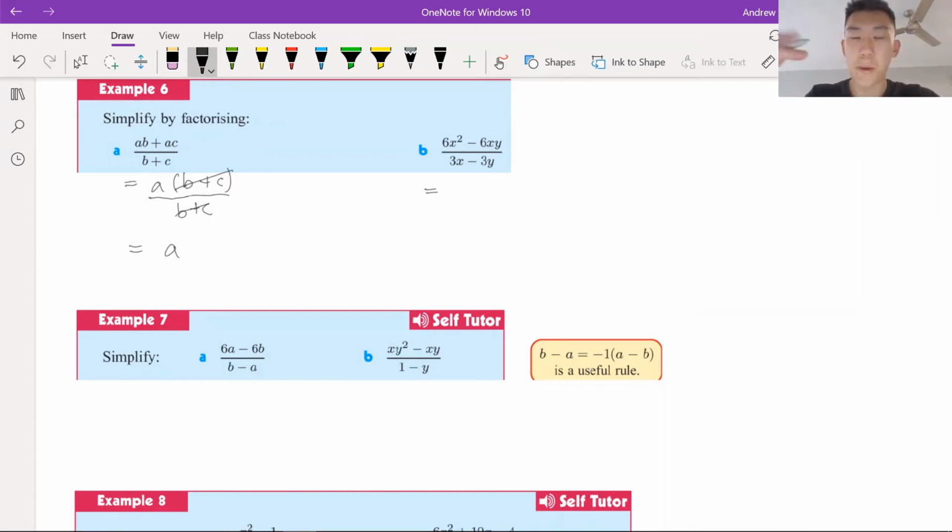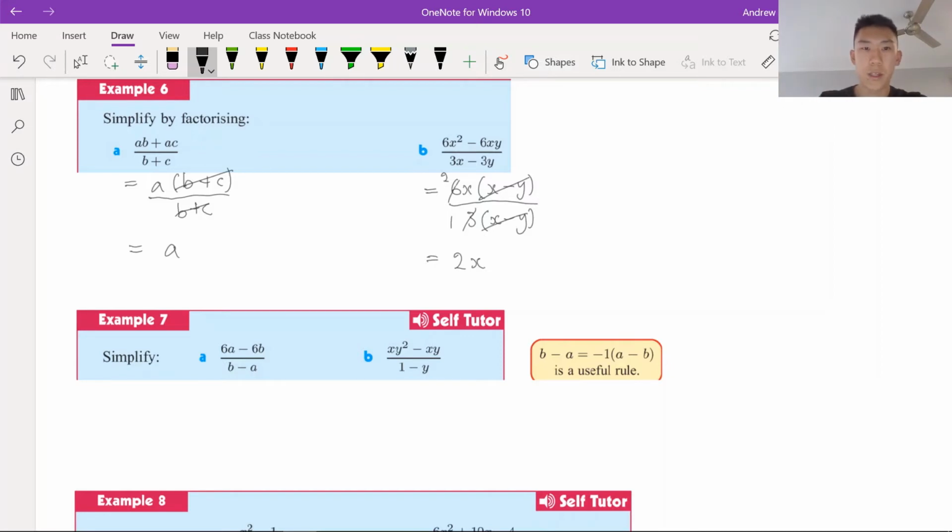Okay, factorize both numerator and denominator by looking for common factors. Highest common factor in the numerator is 6x, so we get x minus y. Highest common factor in the denominator is 3, and we get x minus y. There we go. So the x minus y are factors, they can go, and 3 and 6 become 2 and 1, so we're left with actually 2x.